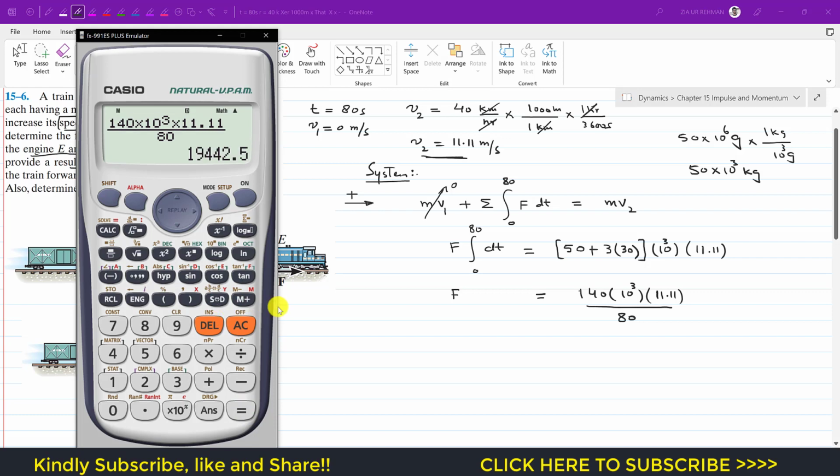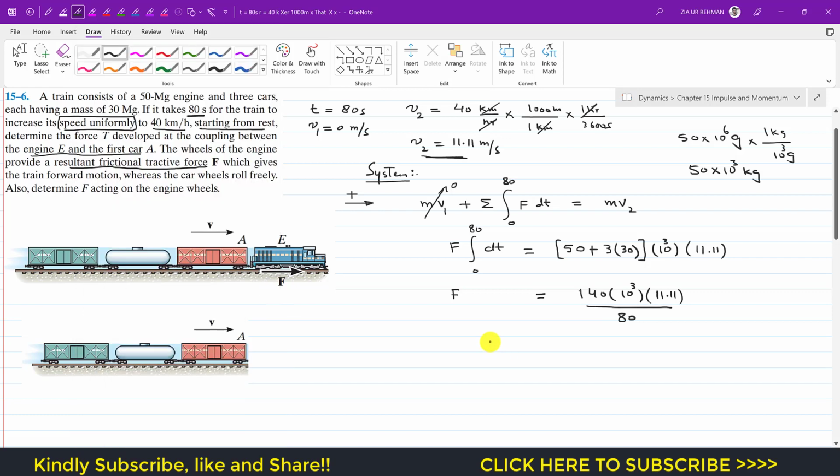That F is 19,443 Newton, or we can say that this is 19.44 kilonewton. Now, if you want to find the tension T, the force T developed at the coupling, right? So here we want to find that T. So we need to consider these three cars only, and we have to draw that T. So this is the T which is developed in the coupling, which is required.